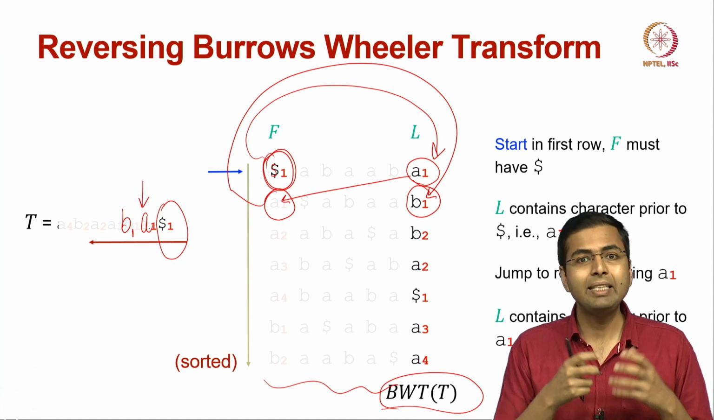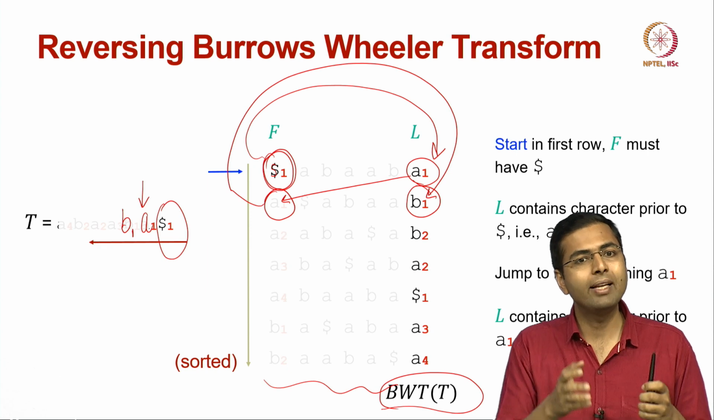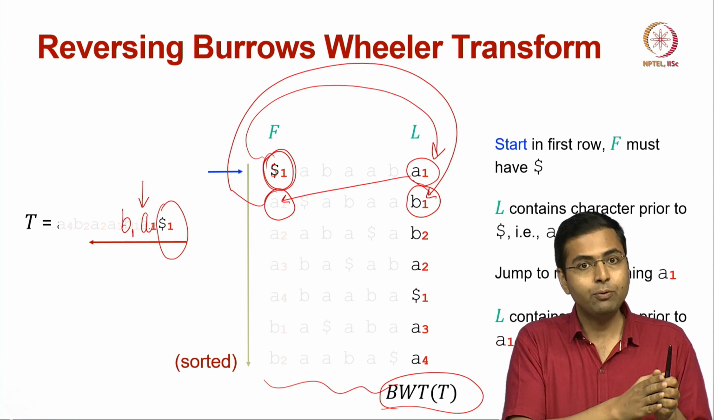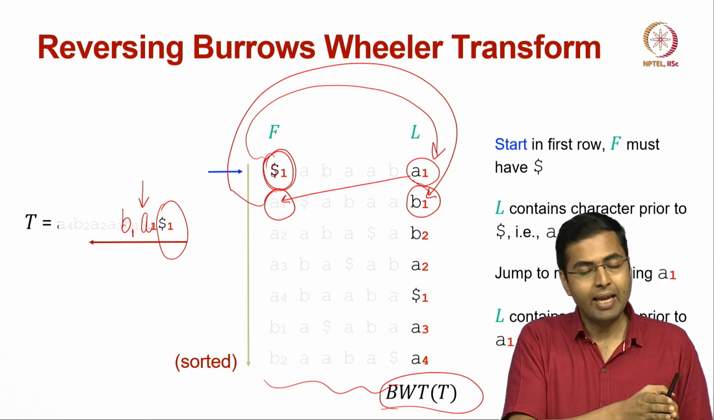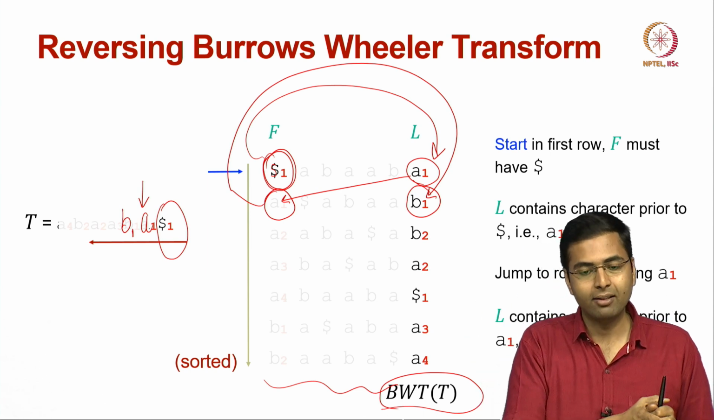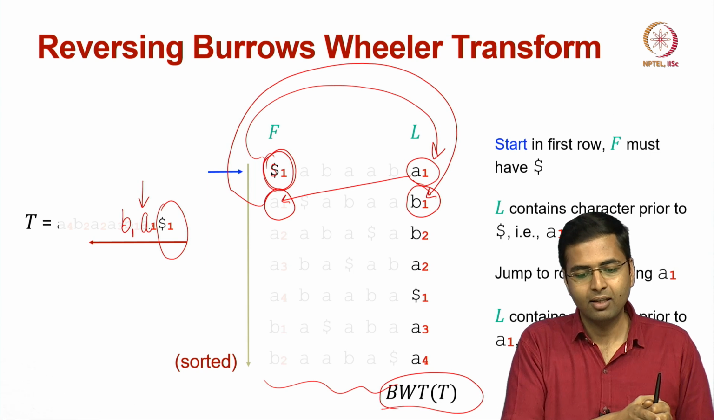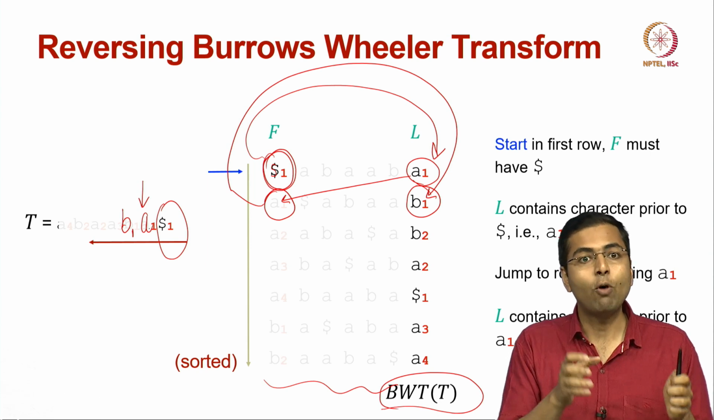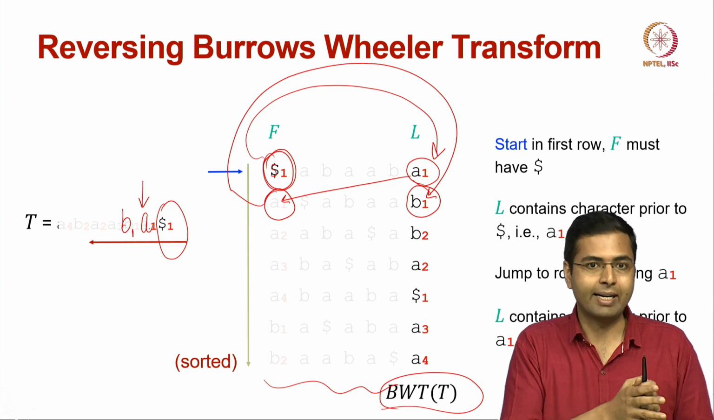So, now you can see the procedure. Basically we are going one at a time. At one stage we are at column F, then we are moving to column L, and then we are moving to column F again, right. So, this jumping from L and F is what we need to do to reconstruct the original text.